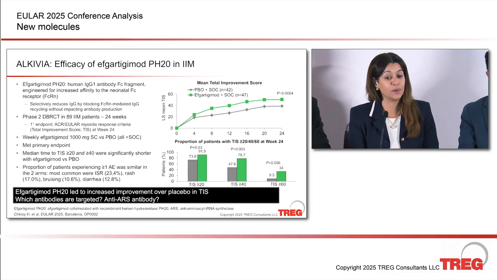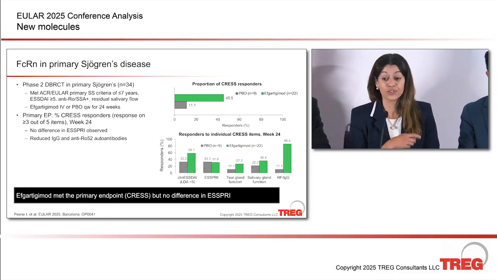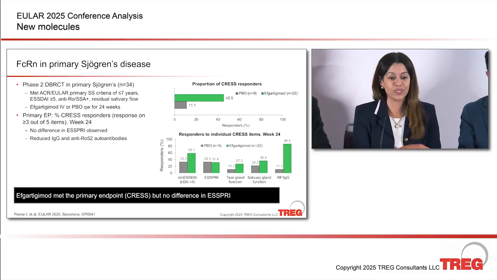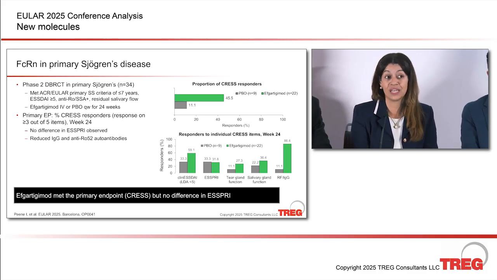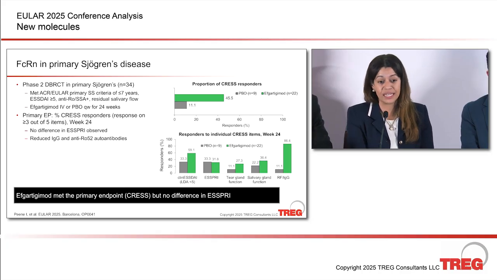And this same molecule was actually studied also in Sjogren's. So this is now the second drug using this mechanism in Sjogren's. So this was in patients that had seropositive Sjogren's, so they had to have a positive SSA and an SI greater than or equal to 5.